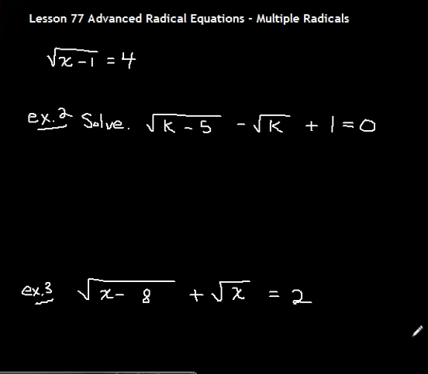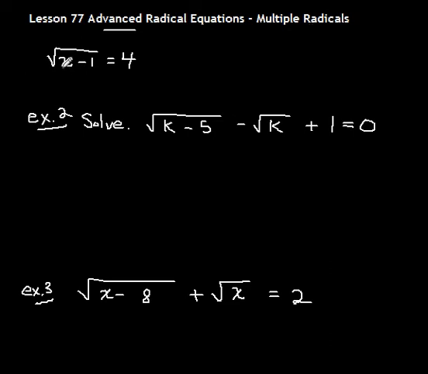Okay, here's the long-awaited Lesson 77 lesson video. It's called Advanced. Everything we do anymore is called Advanced. This is called Advanced Radical Equations and Multiple Radicals.